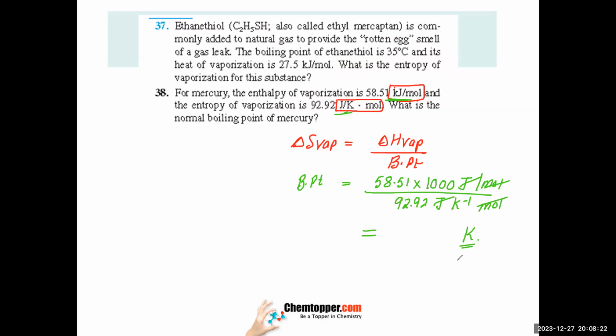Sanvi, are we good with this question? Mathematics I'm leaving. You can do it, I know. So that will tell you the boiling point of the mercury. You'll get the boiling point of mercury. You know mercury is the liquid. It's the only metal in the liquid form.